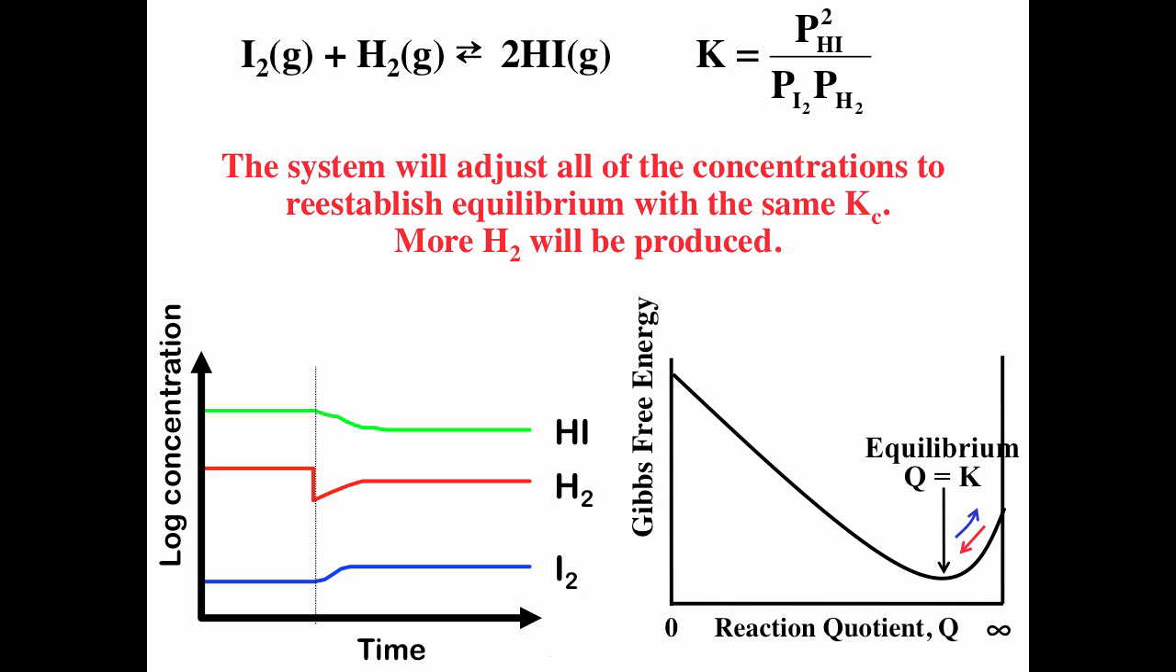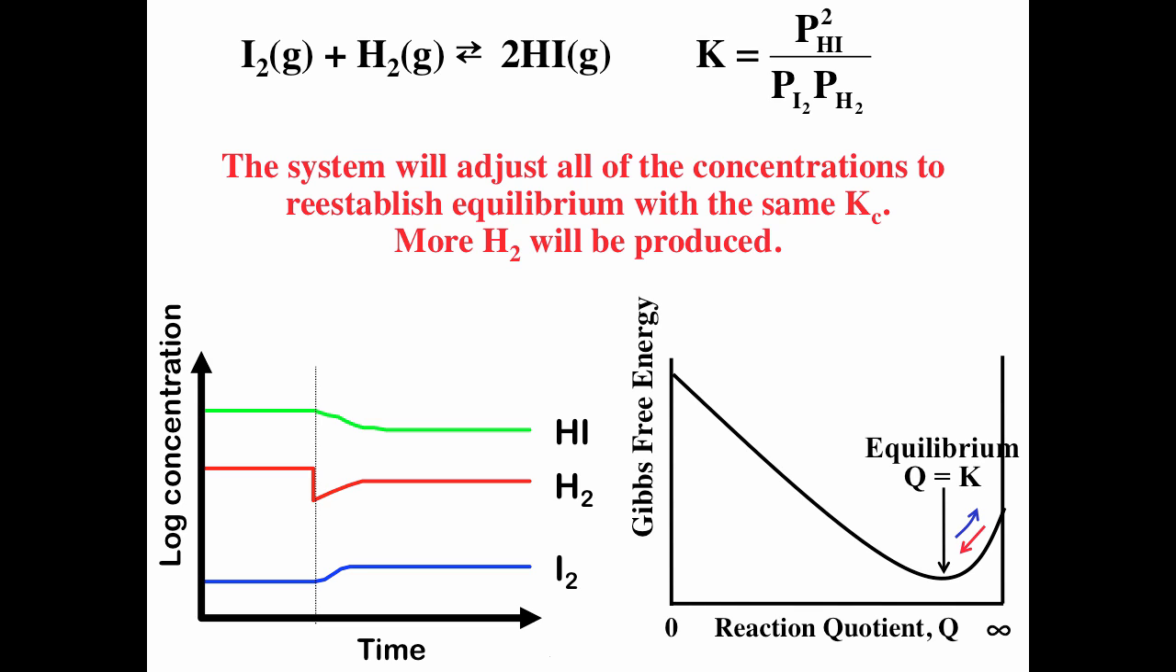Now it's kind of cool again if we look at the plot on the left. Initially the concentrations are at equilibrium, and we remove the hydrogen gas. And so you see that concentration drop. And then the system responds by producing more hydrogen gas. Now, when it produces more hydrogen gas, it also produces more iodine gas. So those concentrations go up. And notice that the concentration of HI also goes down.